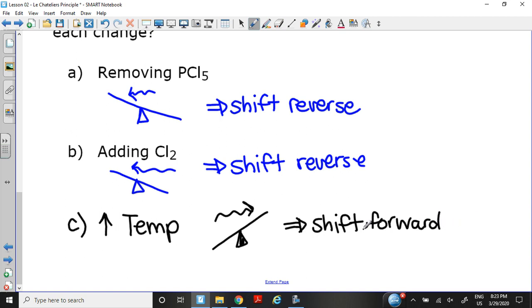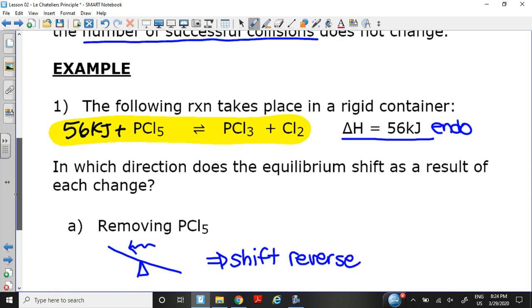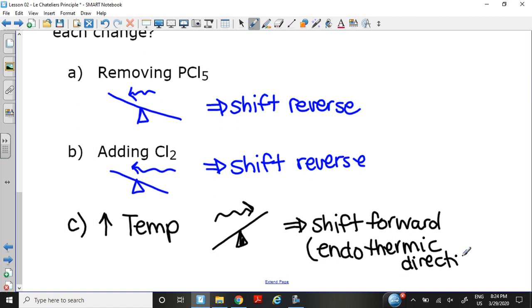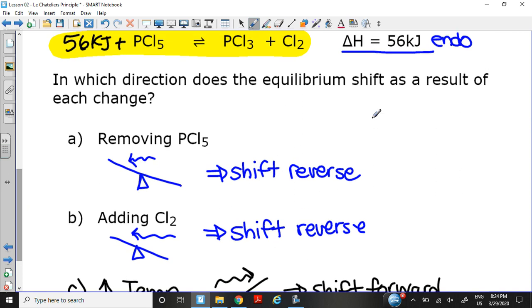Now, if we wanted to make this more specific, is the forward direction endothermic or exothermic? Well, we identified that here as being endothermic. So we can also say endothermic direction. Then there were two other parts, part D and part E. I'll write them up in here so we can follow along with our example.